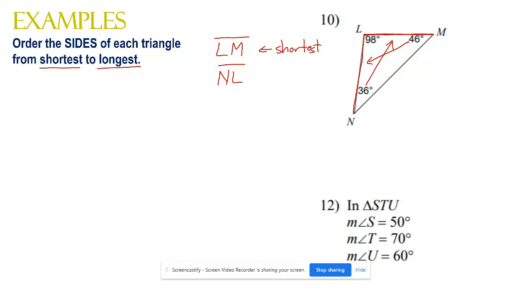My longest side, and on this triangle, you can kind of tell it stands out that this side will have to be longest, is MN. Because that is across, that's opposite from that 98-degree angle. So that has to be the largest side. So MN is my largest side.